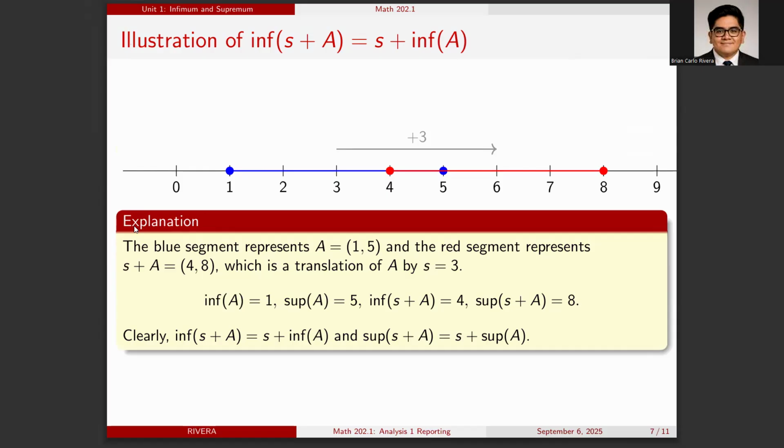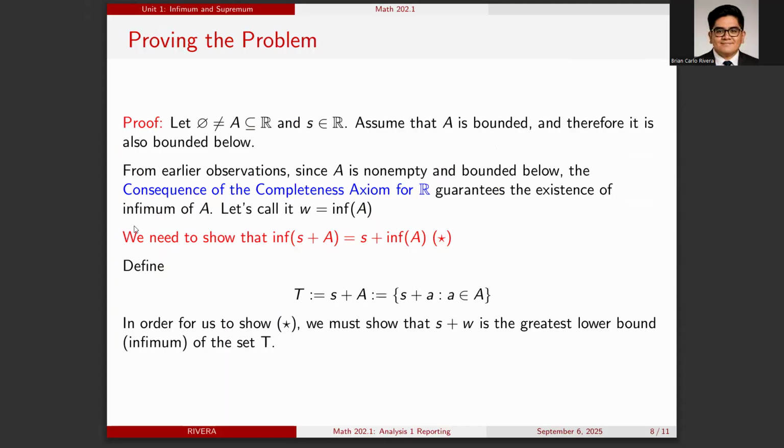So clearly the infimum of A is 1, the supremum is 5, and the infimum of S plus A, based on the picture, is 4. You can see that the infimum of S plus A is equal to S plus the infimum of A, such that S is equal to 3, the infimum of A is 1, so it's 4, which is what you can see in the illustration. Okay? So we proceed in proving the problem.